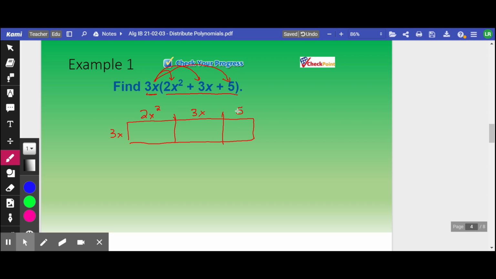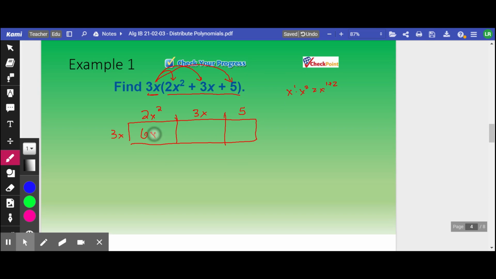And then we do our multiplications. 3x times 2x squared: 3 times 2 is 6. Remember, x times x squared, we have to add the exponents. 1 plus 2 is 3, so I'd have x to the third. 3x times 3x: 3 times 3 is 9. x times x, don't forget, since we're multiplying, we add the exponents. That becomes x squared. 3x times 5 is 15x.